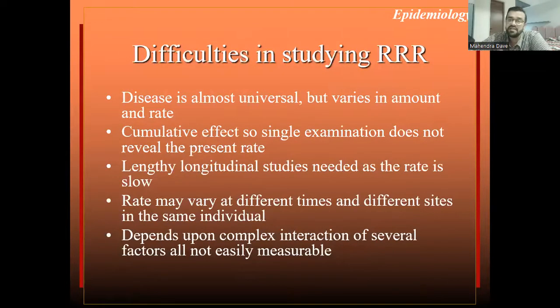So what is the difficulty in studying residual resorption? What is the difficulty in studying this criteria? The disease is almost universal, as I mentioned earlier, but varies in amount and rate. The rate of resorption and the amount of resorption vary in different patients. Cumulative effects, so a single examination does not reveal the present rate.